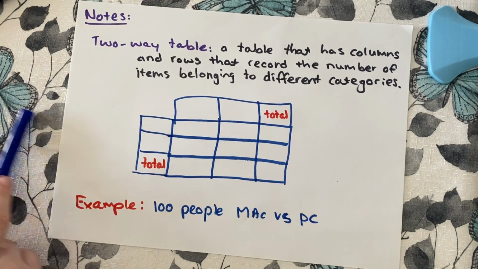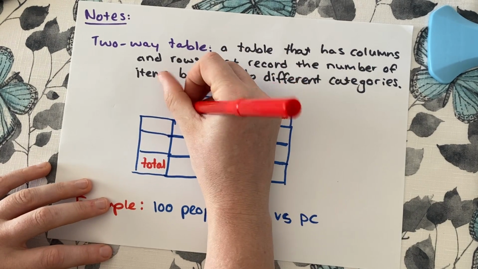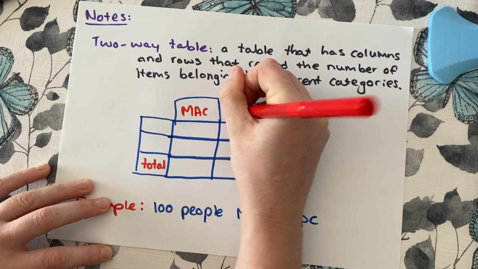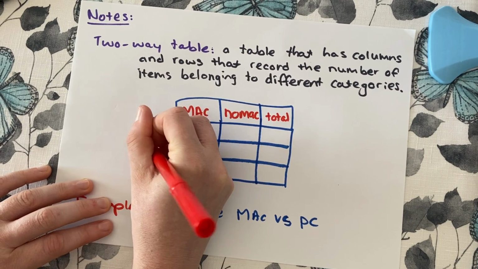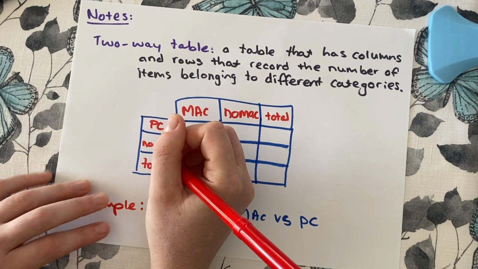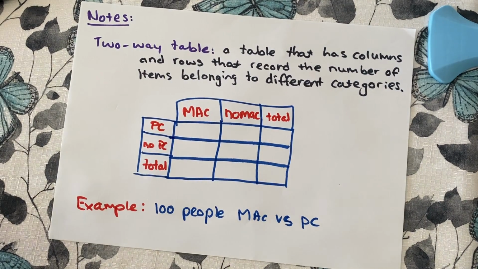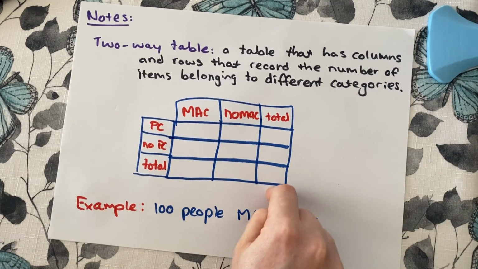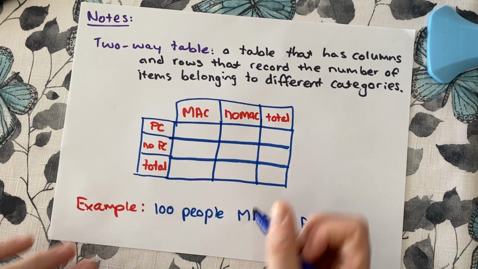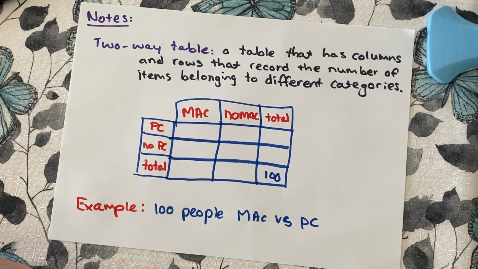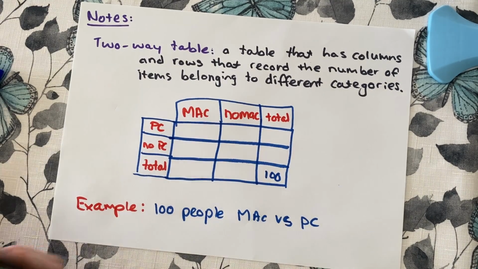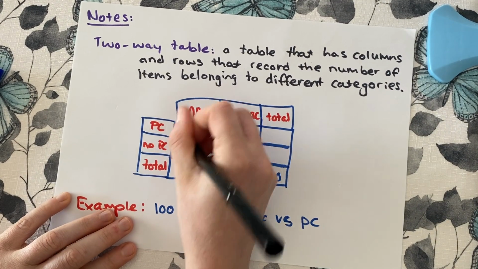Okay, so what we'll do is make our headings. We'll put up here Mac and then no Mac, PC, no PC. What we're told is that there was 100 people, so we'll put our 100 in there. From our last one, we were told some information, so I'm going to just put in the information and then I'll read out what it means.